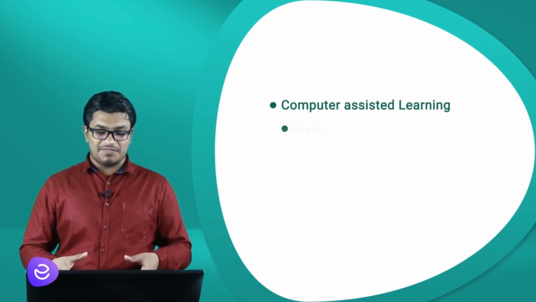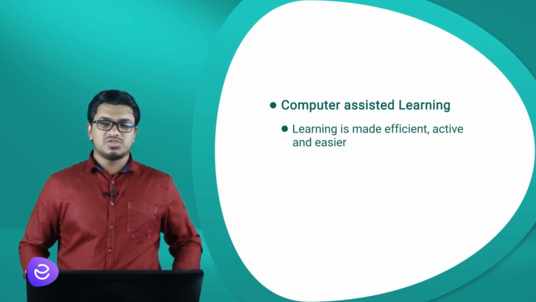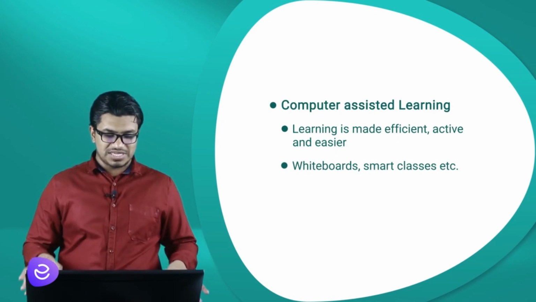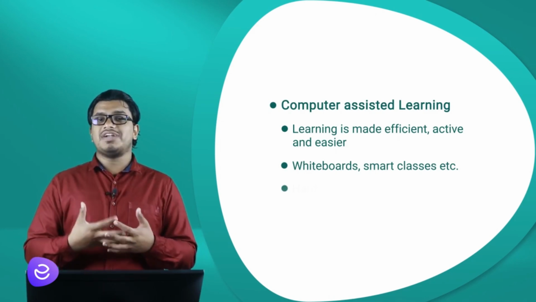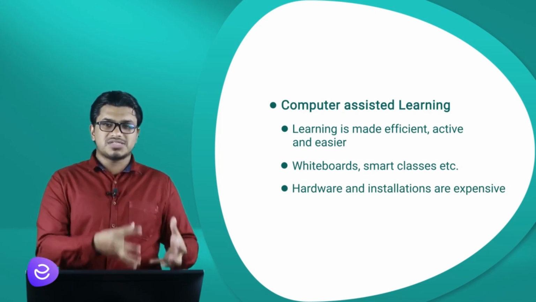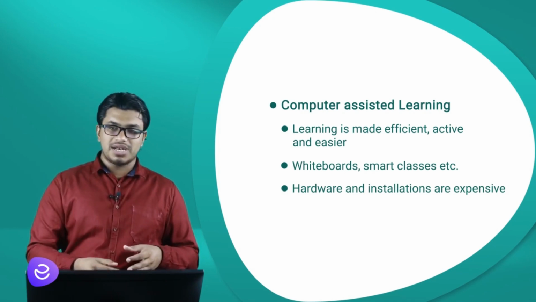The next one is computer assisted learning, whereby learning is made efficient, active and easier with the help of computers and the internet. So there may be whiteboards, smart classes, projectors, computers, CPUs, everything. Hardware, but the problem is the hardware and the installations are a bit expensive. But once we can install it, it is a much better way of learning. This one, the computer assisted learning.